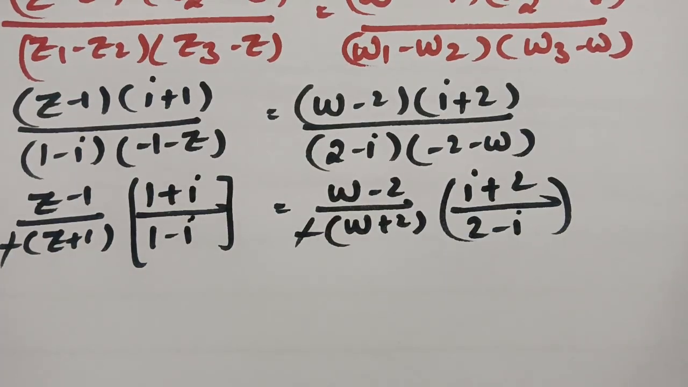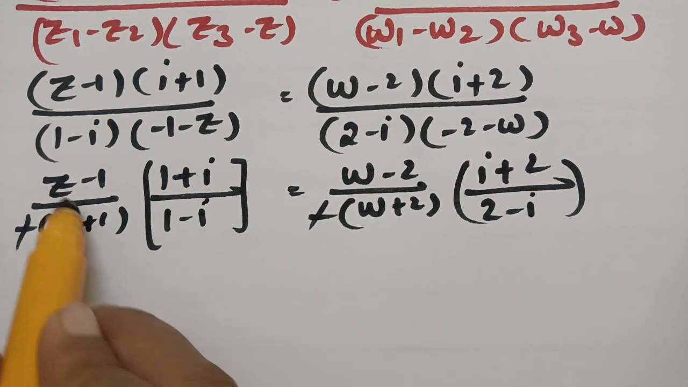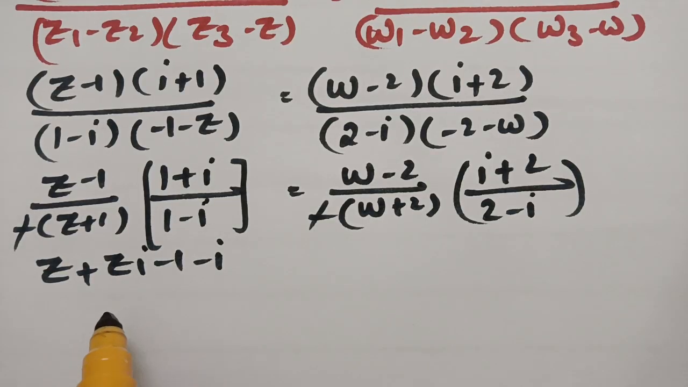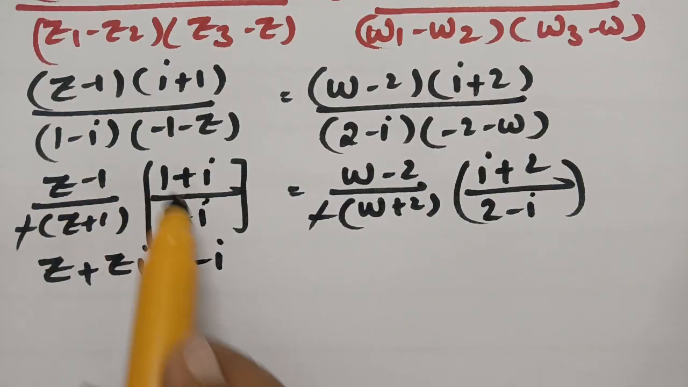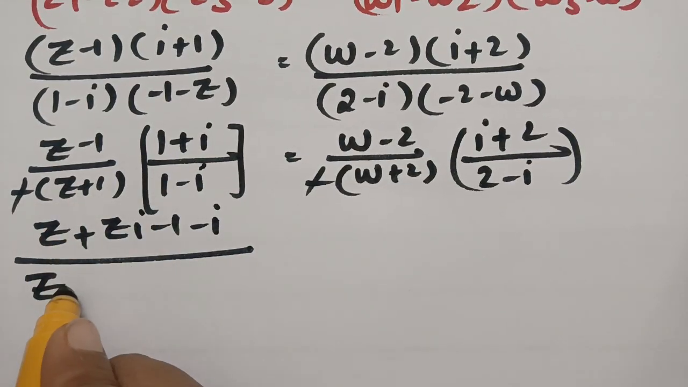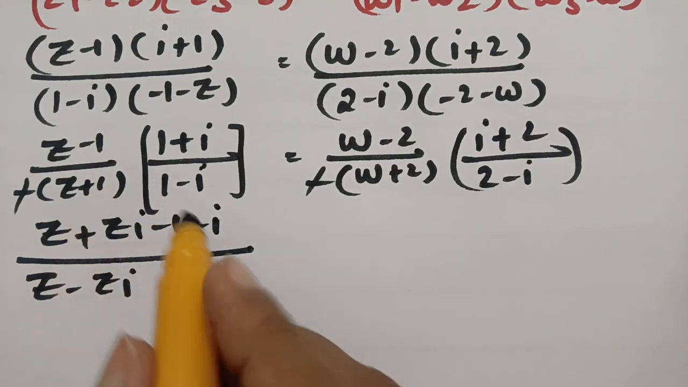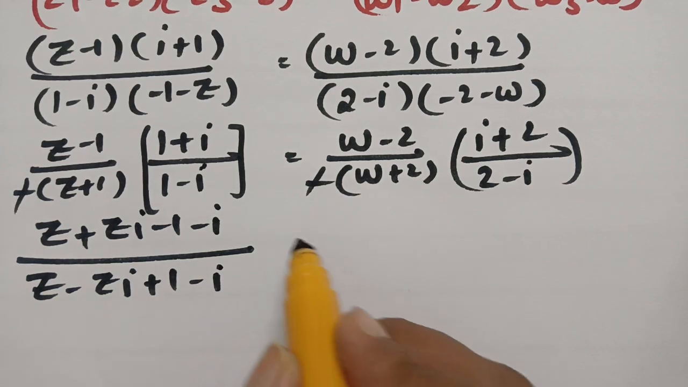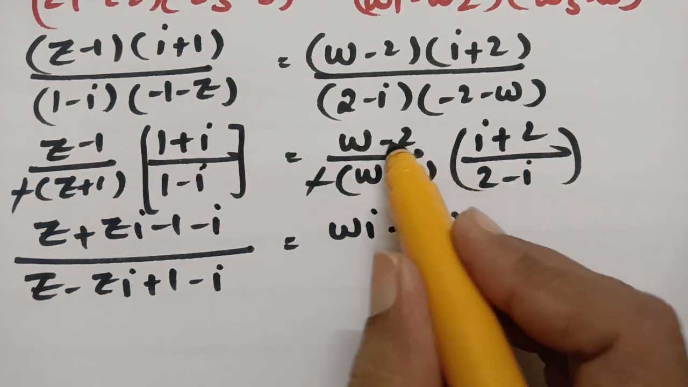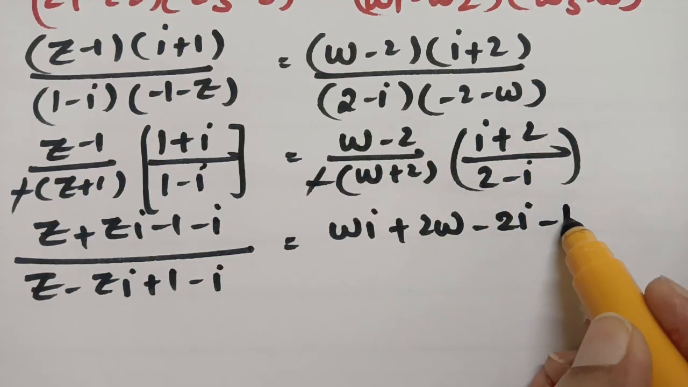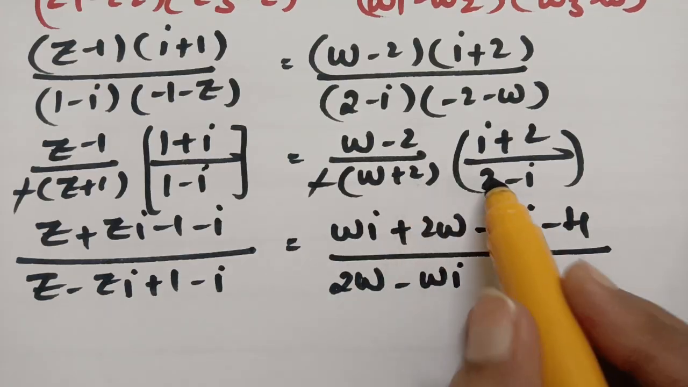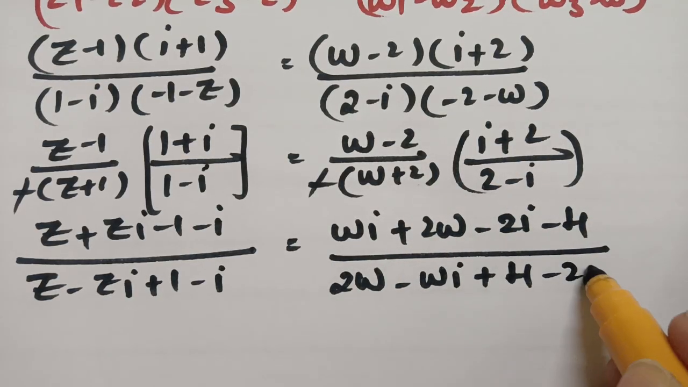And now I can cancel this minus and this minus and see if I multiply, so this will be Z and this will be Zi and if I multiply this is minus 1, if I multiply this is minus i. See here this is Z and this is Zi, this is minus 1 and this value is minus i divided by, if I multiply this will be Z and this is minus Zi, so this is minus Zi, if I multiply with 1 so this will be 1 and this will be minus i. Now if I multiply these two this will be omega i, Wi, or this will be 2W and this is minus 2i and this value is minus 4 by, so if I multiply this will be 2 into W, this is minus W into i and this value is 4 and this value is minus 2i, clear.